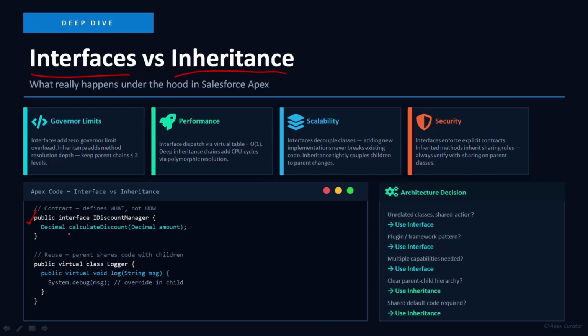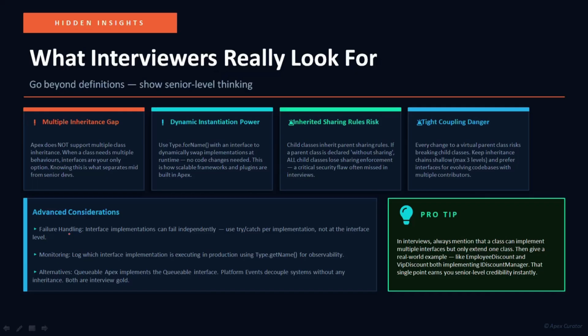Now let us talk about 2 or 3 follow-up questions the interviewer might ask next so you are fully prepared. The first follow-up could be, can a class in Apex implement multiple interfaces? The answer is yes. This is actually one of the biggest advantages of interfaces. Since Apex does not support multiple inheritance, implementing multiple interfaces is the only way to give a class multiple different capabilities. Keep your answer short and confident.